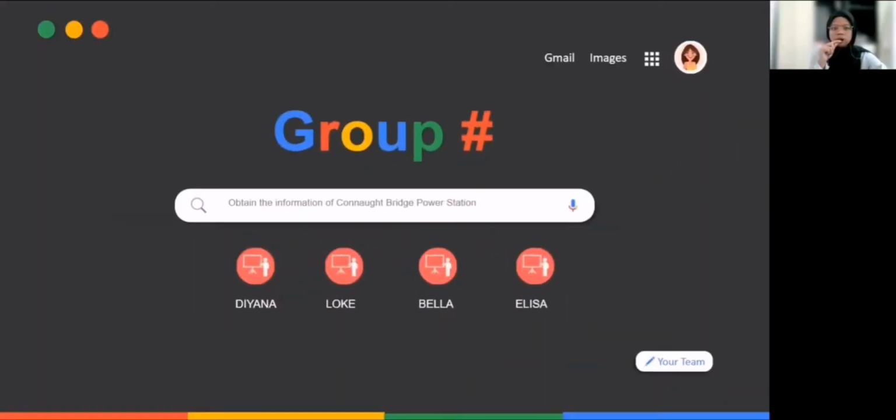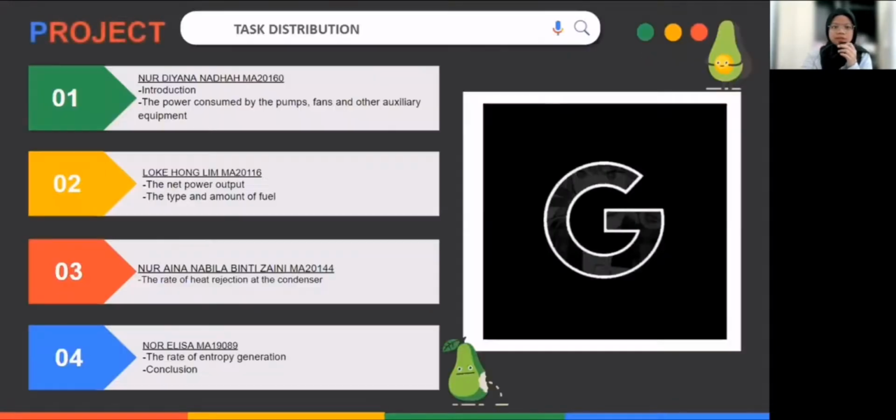We were required to obtain information on Corner Bridge Power Station. For the task distribution, I will do the introduction and the power consumed by the pumps, fans, and other auxiliary equipment. Then Luke will explain the net power output, and the type and amount of fuel. Then Aina Nabila will explain the rate of heat rejection at the condenser. And lastly, Elisa will take part in the rate of entropy generation and the conclusion.